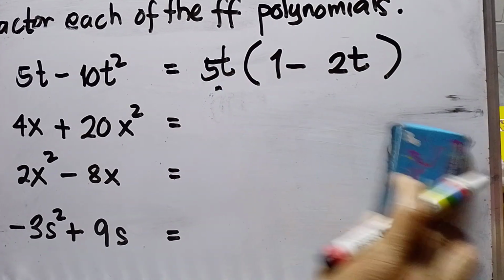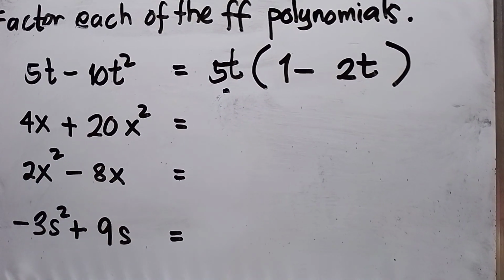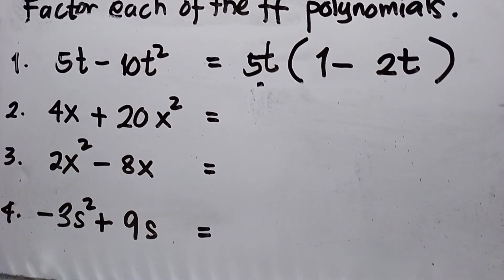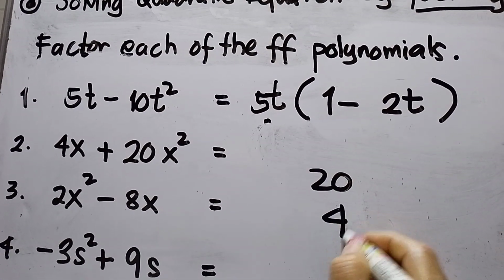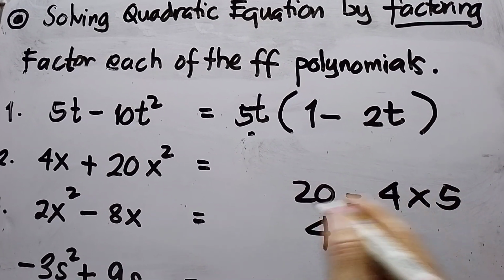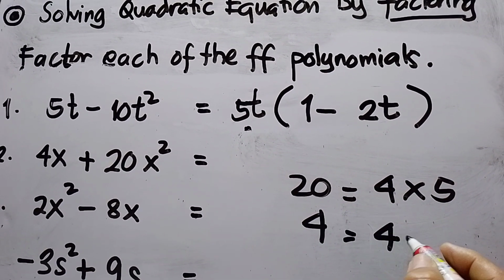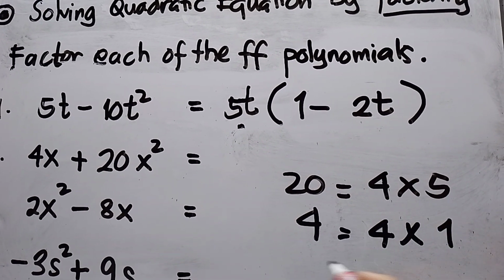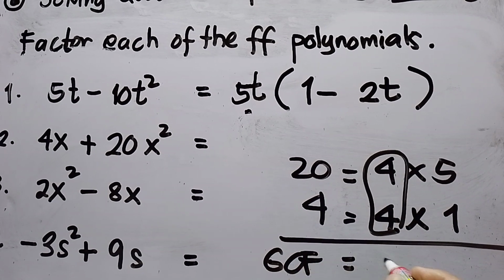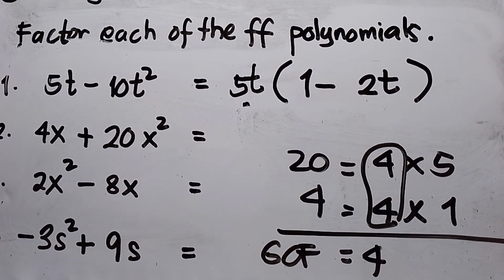Now let's proceed to number 2. Number 2, 4x plus 20x squared. So what is our GCF between 20 and 4? This will be 4 times 5. So these are the factors of 20. And then the factors of 4 are 4 and 1. So the GCF is equal to 4.